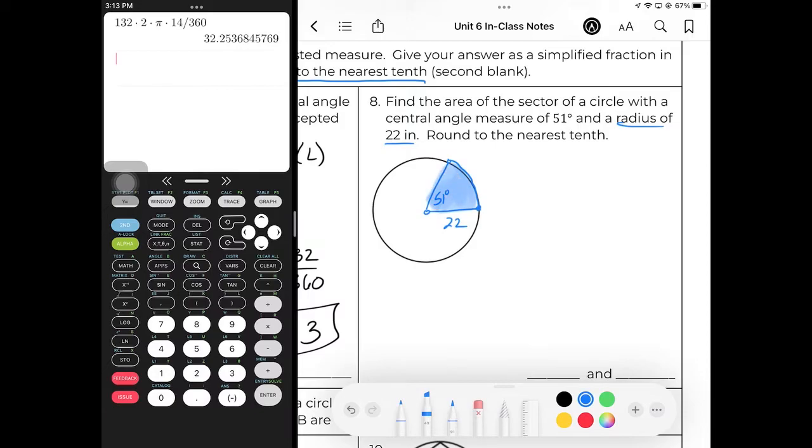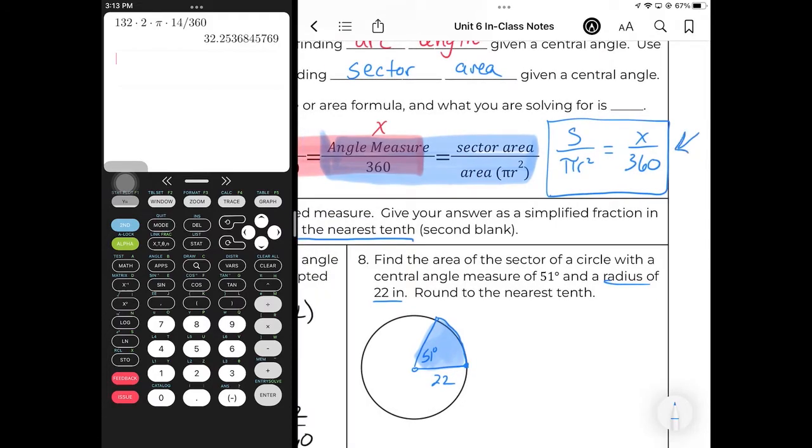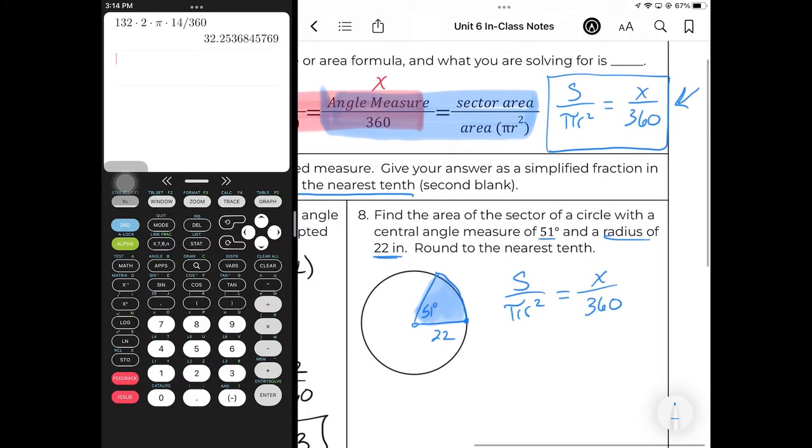I can find the area of that by using this formula. S out of pi r squared has to equal x out of 360, where x is 51, and I already know r is 22. So I'm going to fill that in. S over pi times 22 squared equals 51 over 360.